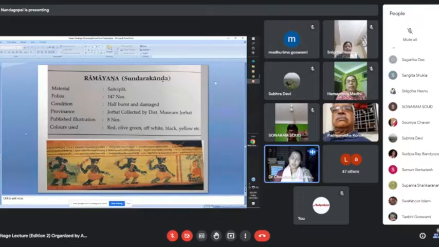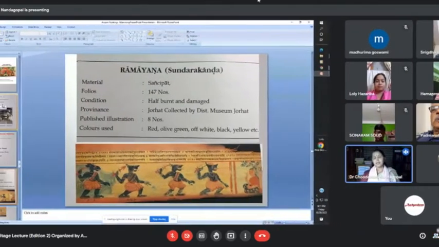And in this book, that small book which I will show you when I come on the screen, we have published about 8 illustrations. See, we also identified the colors, that is red, olive green, off-white, black, yellow, etc. The same colors you may not find in other set of paintings, other theme. So that is why I said it's very interesting from stylistic and art historical perspective.